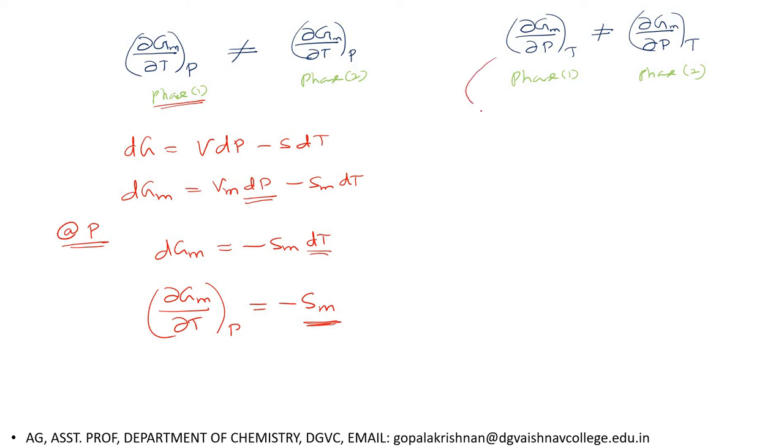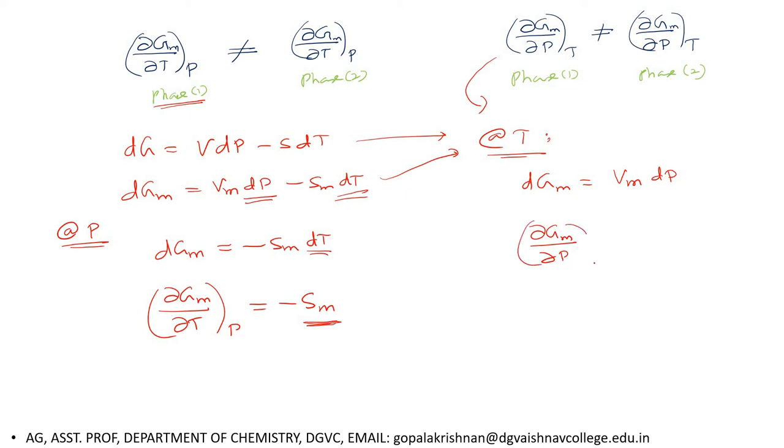Similarly, what is this ∂Gm/∂p? I'll take it from here: at constant temperature, if I keep temperature constant, then dT becomes 0. If dT becomes 0, we can write dGm equal to Vm into dp. Bring this dp to the left hand side. So ∂Gm/∂p at constant temperature equals molar volume. So this quantity is nothing but the molar volume.